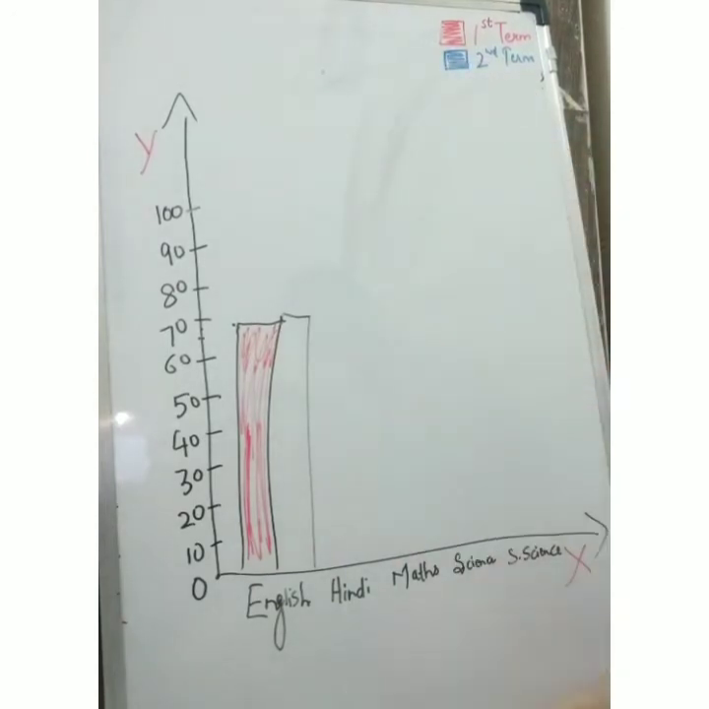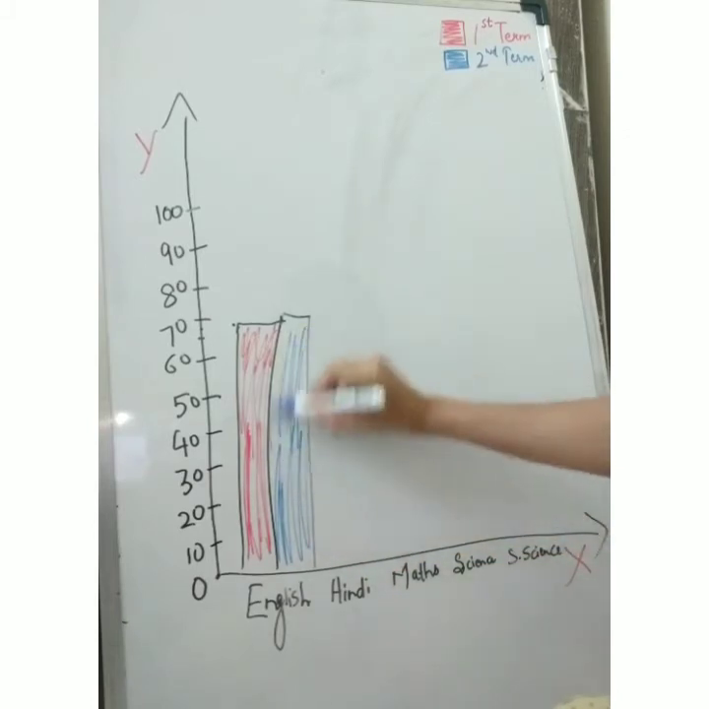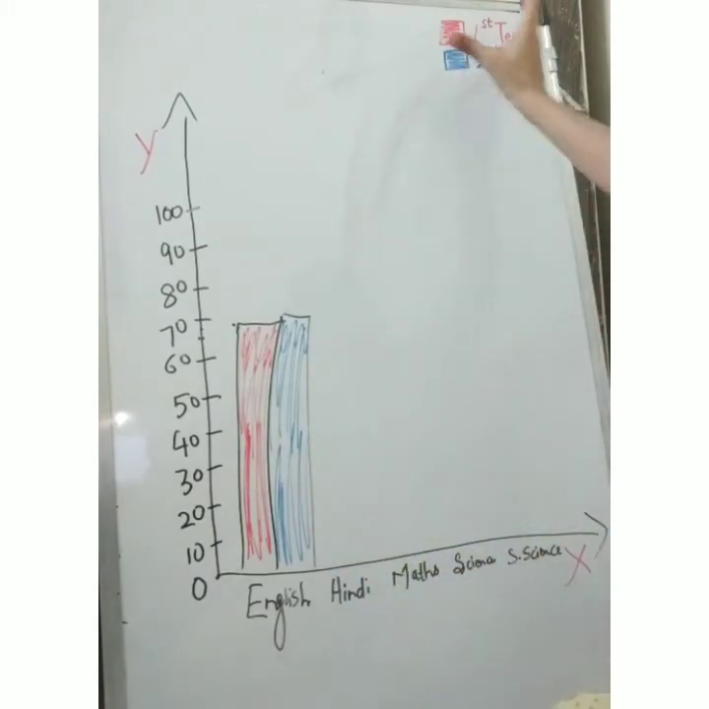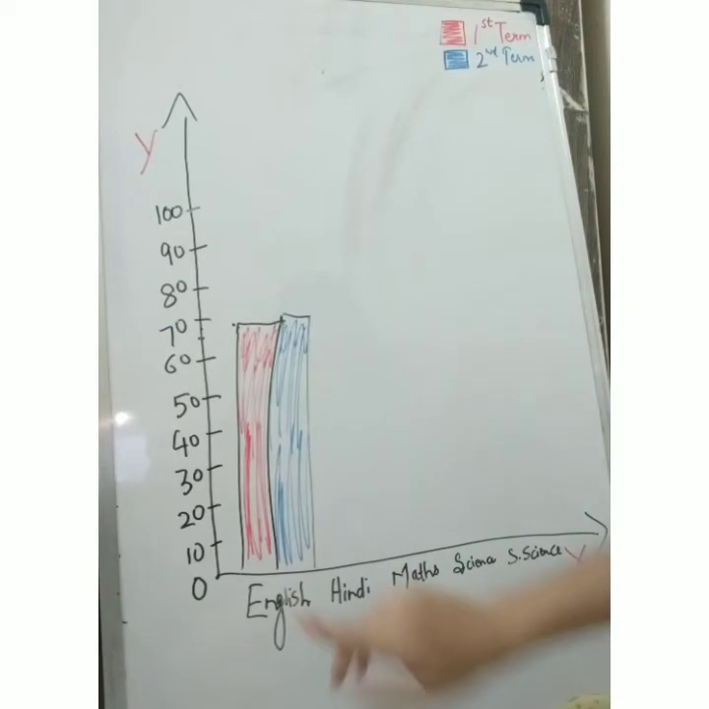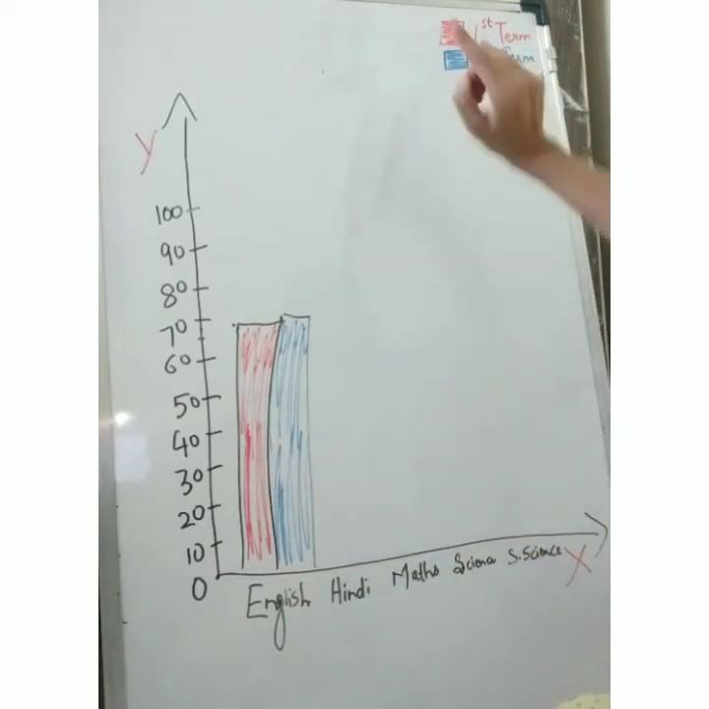Now for the second term we are using a blue shade, so I will be using a blue shade over here. Understood, student? So from this and this we will come to know that red represents the first term whereas blue represents the second term. Now we'll proceed further.